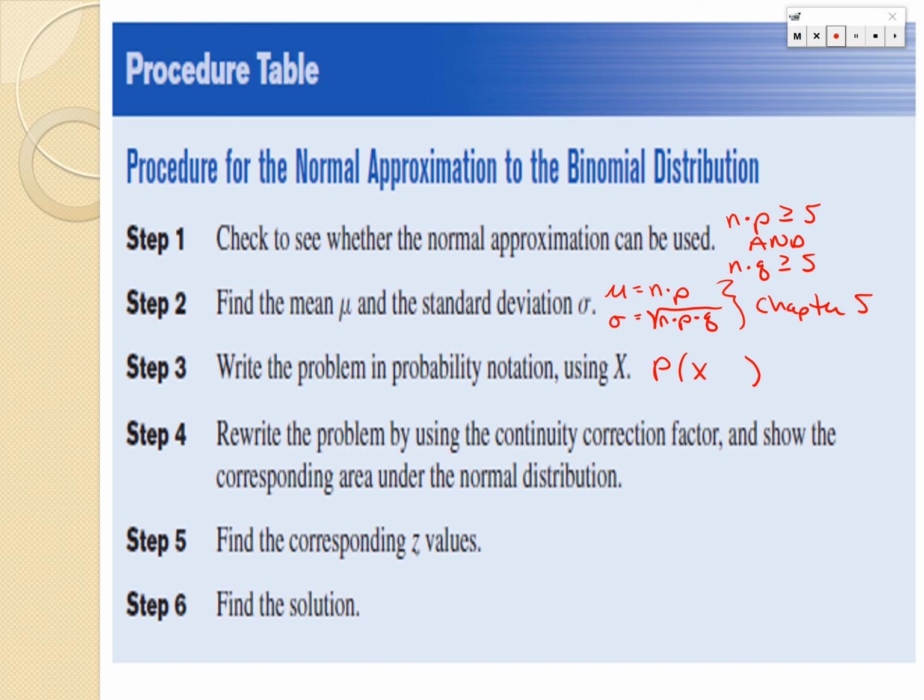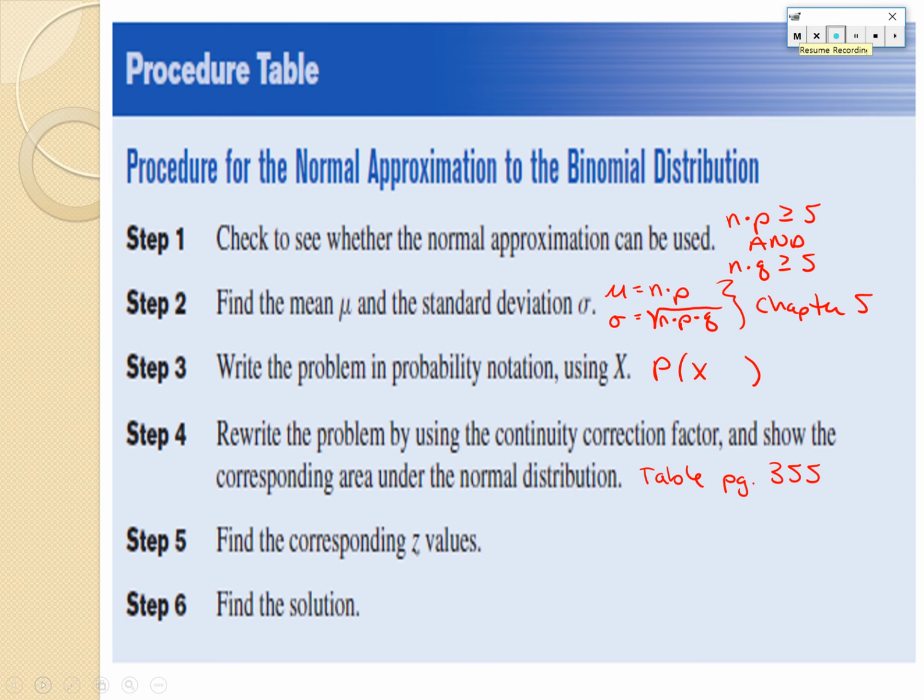Now, step 4 says rewrite it using your continuity correction factor. Again, because we're using a normal approximation, the binomial distribution does not match perfectly with the normal distribution. So we have to have that continuity correction factor in there. So that table, if you need to, was on page 355.